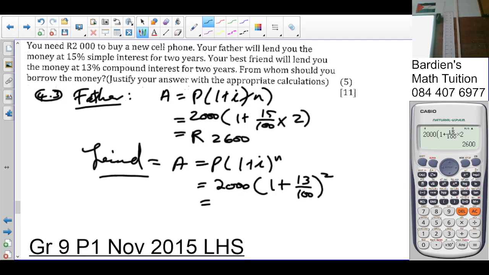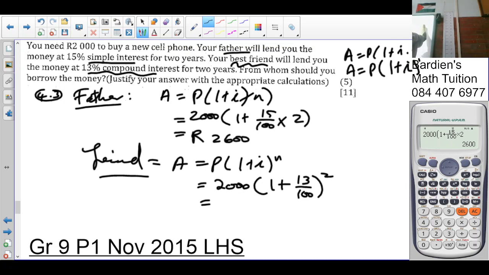Yeah, you see the one is simple interest and one is compound interest. For the friend, if you're going to use the same formula for both, you're going to lose the mark on the one where the formula is not applicable. Because here we are told that the father is lending the money at simple interest, while your best friend is lending the money at compound interest. So you must know, if it says simple interest, A is equal to P into 1 plus I times N. If it says compound interest, A is equal to P into 1 plus I to the exponent N. So you must know which one to use when.